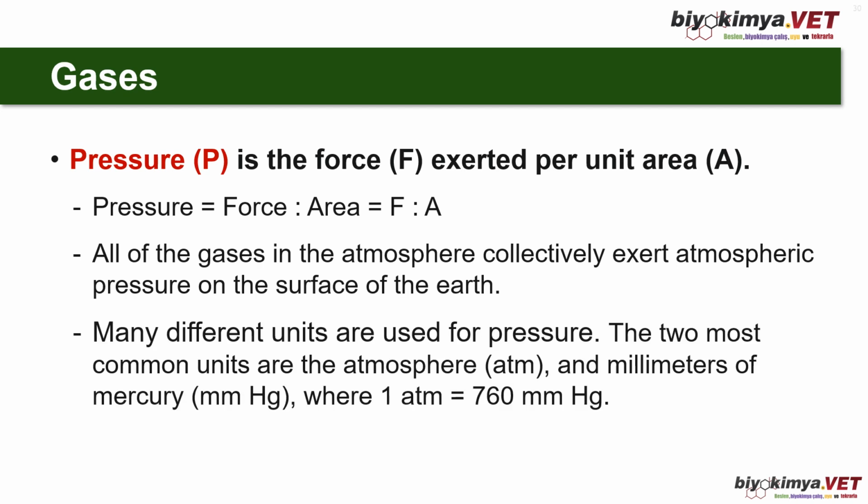Many different units are used for pressure. The two most common units are the atmosphere, atm, and the millimeter of mercury, where 1 atmosphere equals 760 millimeters of mercury. And 1 millimeter of mercury is also called 1 torr. In the United States, the common pressure unit is pounds per square inch, where 1 atmosphere equals 14.7 pounds per square inch. Pressure can also be measured in pascals, where 1 millimeter of mercury equals 133.232 pascals.